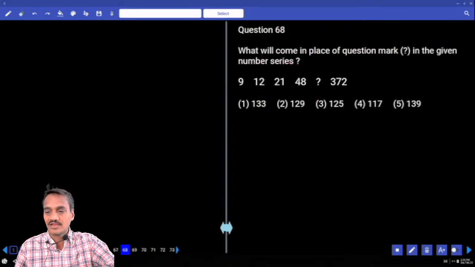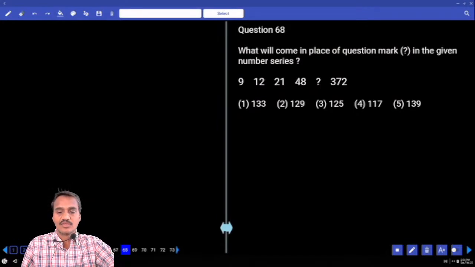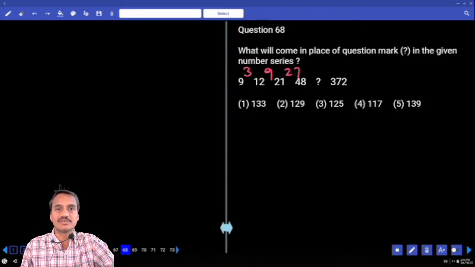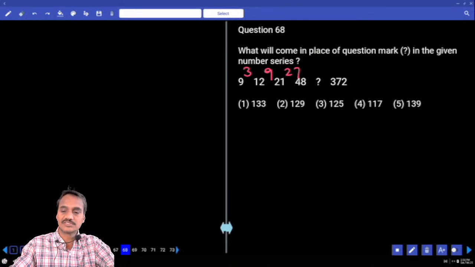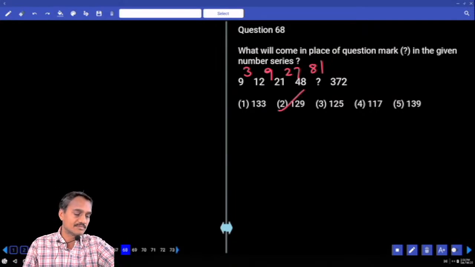Question 68: 9, 12, 21, 48 and so on. Then 9 and 12, tell me what is the difference we have. The difference is 3, the next difference is 9, and the next difference is 27. What are these numbers, 3, 9, 27? 3 power 1, 3 power 2, 3 power 3. The next is 81. 81, 8 plus 1 is 9, and the last digit gives choice 1.